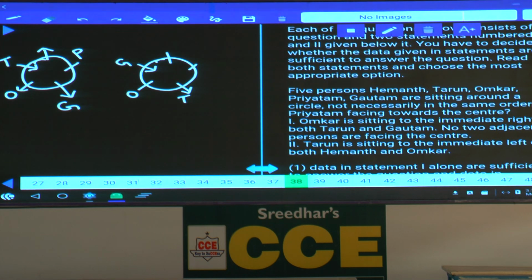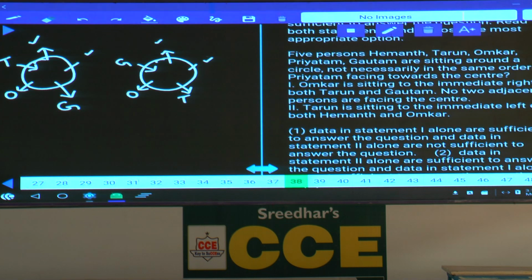Then condition number 2, if you observe here, now this person is facing the center, hence these two persons must be away from the center. And again regarding this Preetham we cannot say. Next one. And who is the other person here? Omkar is seated to the immediate right of end. No two adjacent persons are facing the center. As no two adjacent persons are facing the center, now this Preetham can be either at this place or at this place. And similarly here also Preetham can be here or here. Hence one alone is not sufficient. Clear now?